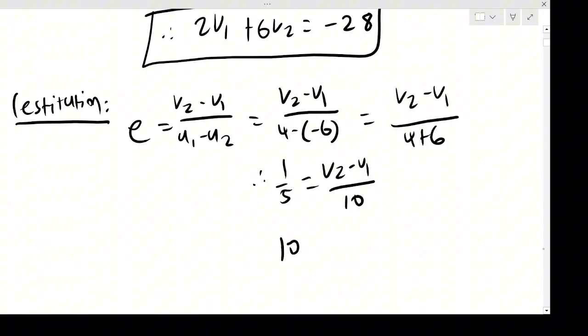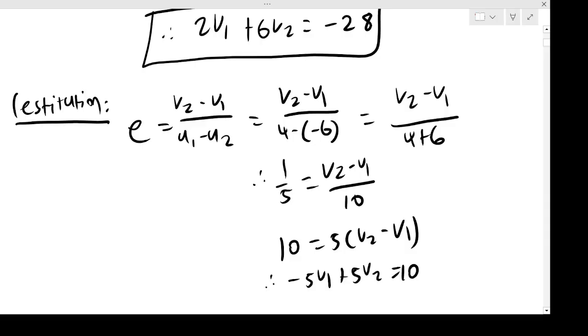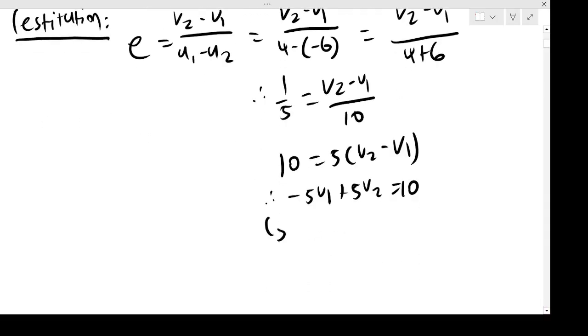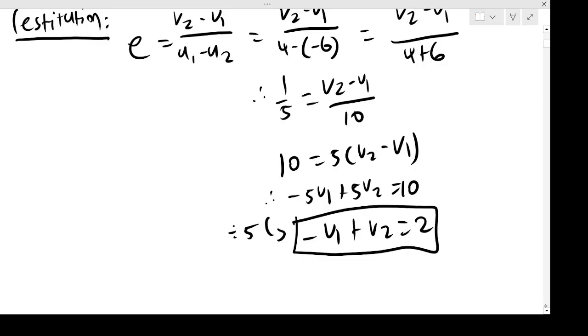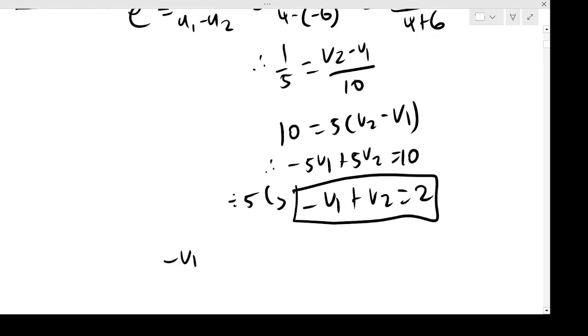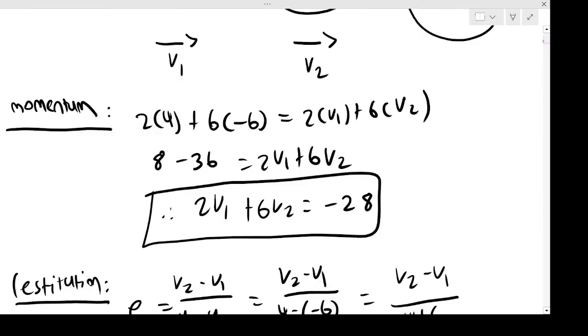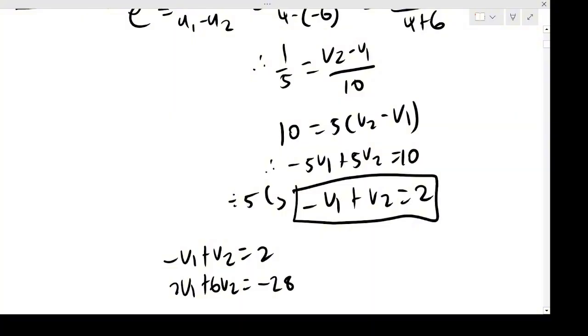Then if we cross multiply, we get 10 equals 5 lots of V2 take away V1. Therefore, we get minus 5V1 add 5V2 equals 10. Actually, we can also simplify even further. We could divide by 5. So it just goes to minus V1 add V2 to be 2. And that is my second equation there. So at this point, we've got simultaneous equations. So minus V1 add V2 is 2, and then 2V1 add 6V2 is equal to minus 28. And these are my two equations.